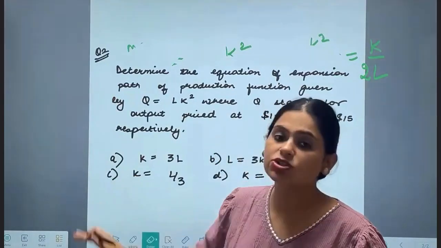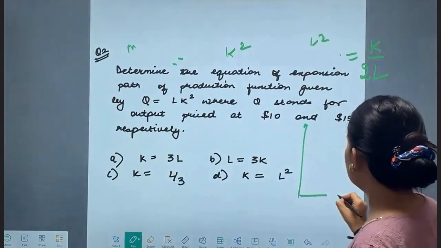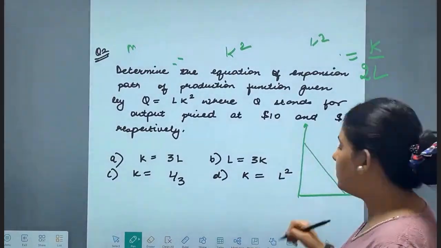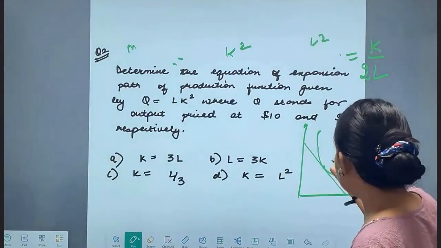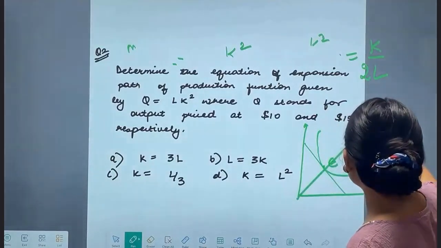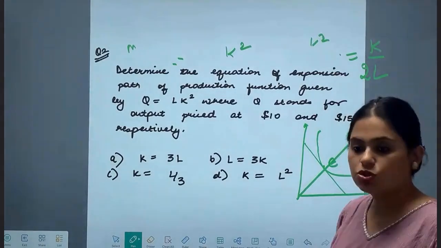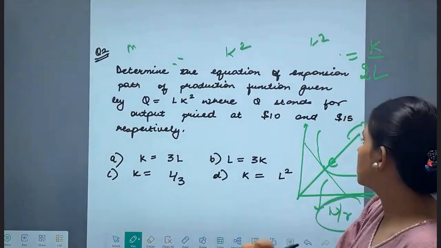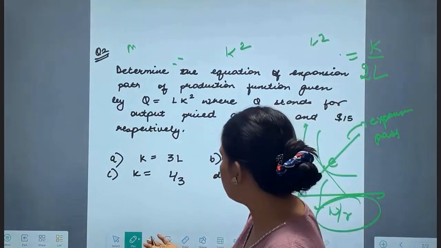Only from equilibrium can the expansion path come. So when I talk about the equilibrium condition, it means that I have an isocost line. It means I have an isoquant. And it means I need to find the tangency point. All such tangency points will give me the expansion path. Yes beta, so what will the slope of the isocost line be? W by R, 10 by 15. What will the slope of the production function be?